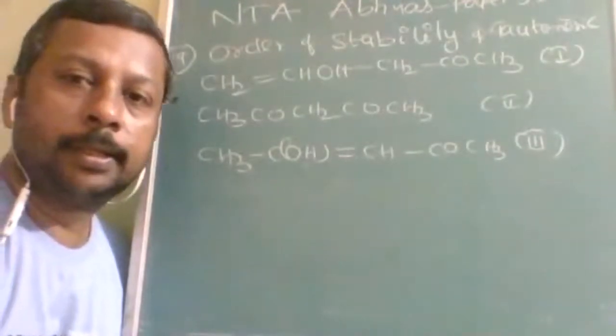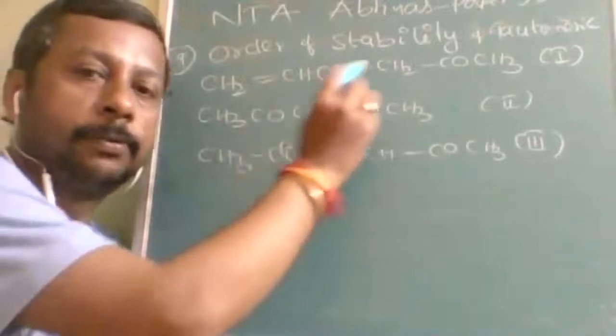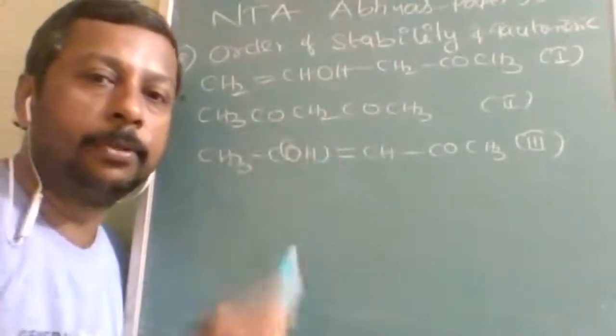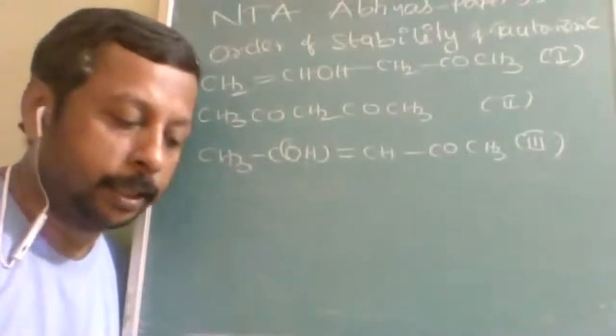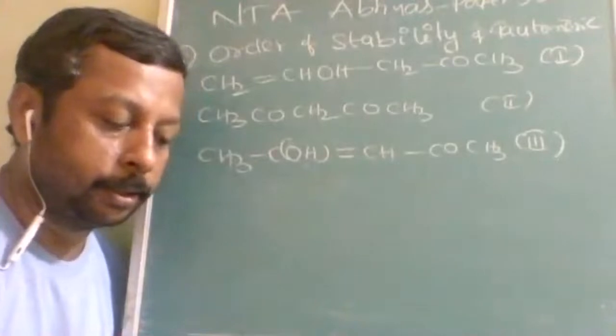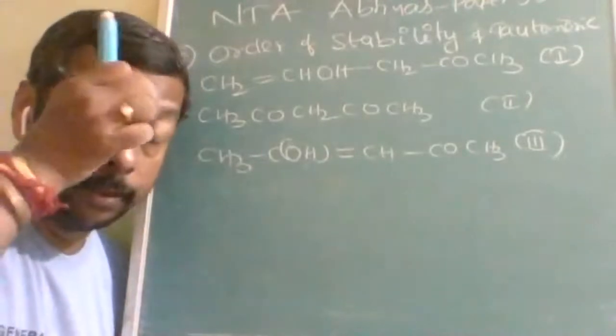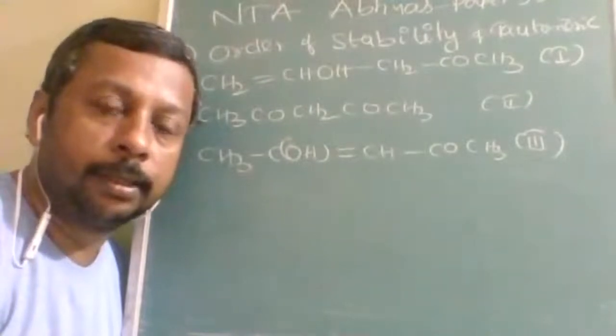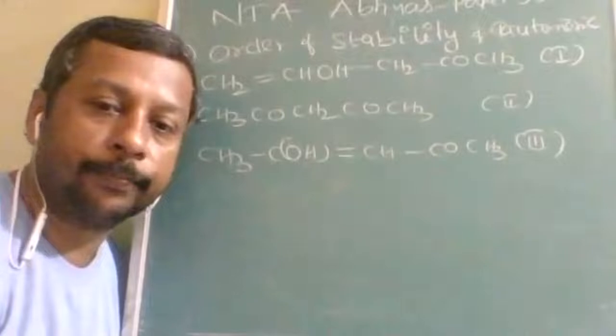Okay, these are the tautomeric forms, order of stability of tautomeric compound. These are the three forms. You have to arrange them in decreasing order. Ketoenol tautomerism, so try to write their structures and arrange them in the decreasing order of stability.